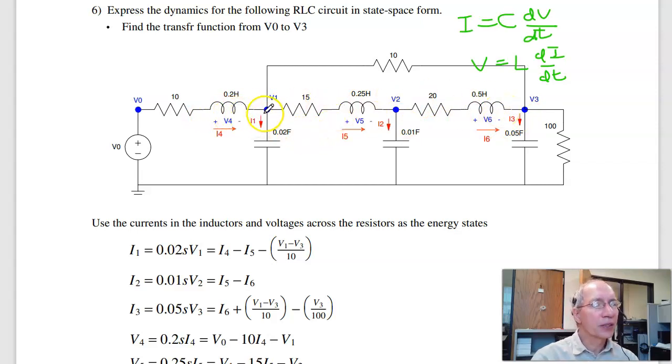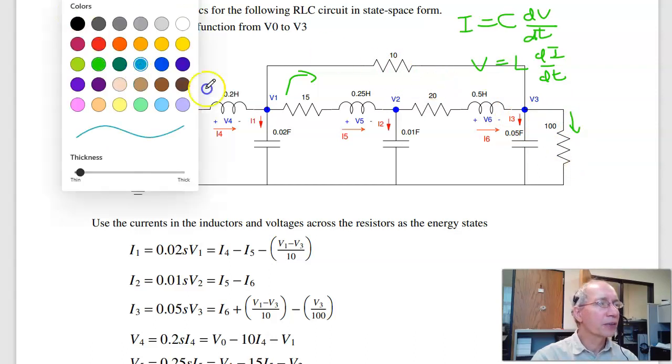Starting with the capacitors, I1 is C dV/dt. I1 is the current in, I4, minus I5, minus this current, minus V1 minus V3 over 10. I2 is the current in, I5, minus current out, I6. I3 is the current in, I6, plus V1 minus V3 over 10, minus this current, minus V3 over 100. That's the capacitors. Now for the inductors.